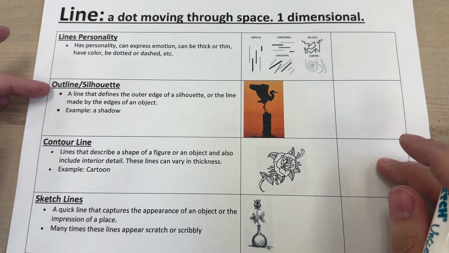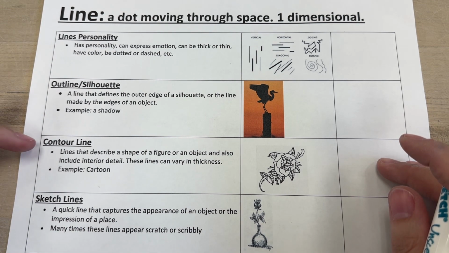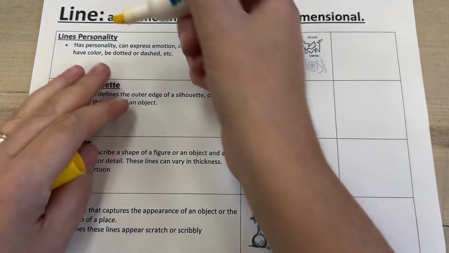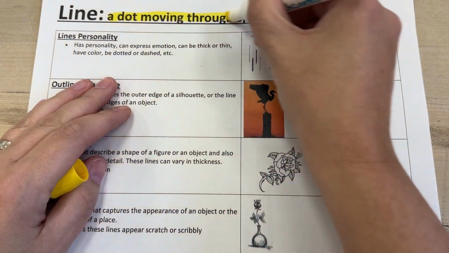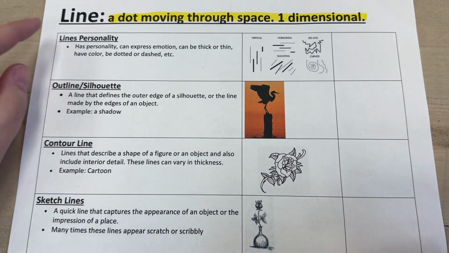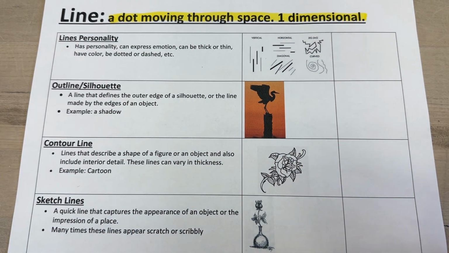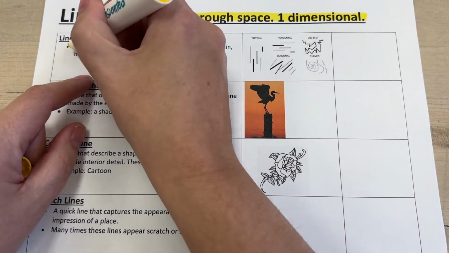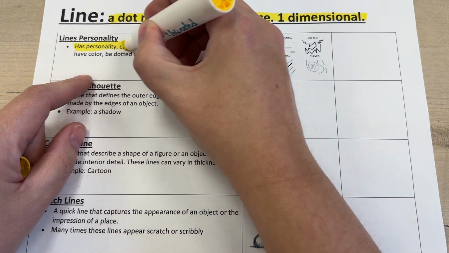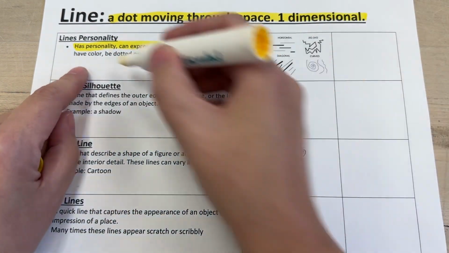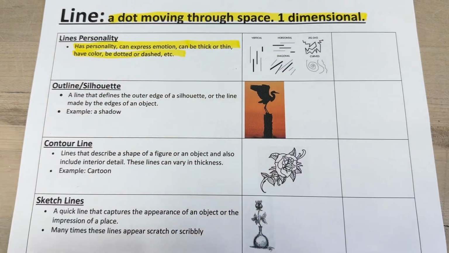They can create outlines, which can then be turned into silhouettes. We've got contour lines and sketch lines. So go ahead and highlight that a line is a dot moving through space. And then for line personality, lines can make you feel stuff, or they can express an emotion. They can have a personality. So highlight has a personality, can express emotion, can be thick or thin, have color, or be dotted or dashed.